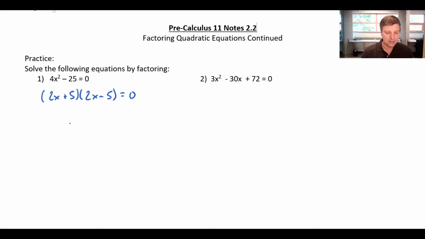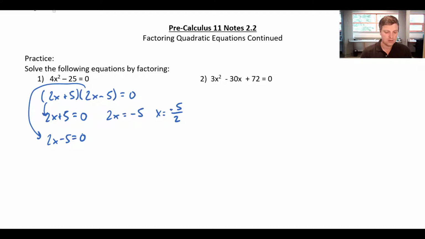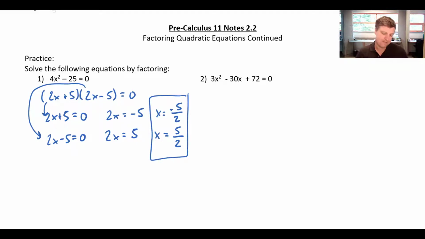So when I solve each of these binomials, that means either 2x plus 5 equals 0. And if I move the 5 over, I get 2x equals minus 5. And if I move the 2 over, I get x equals minus 5 over 2. And then I do the same thing with the second binomial, 2x minus 5 equals 0. If I move that negative 5 over, I get 2x equals positive 5. And then when I move the 2 over, I get x equals 5 over 2. And so those are my two solutions for this one.